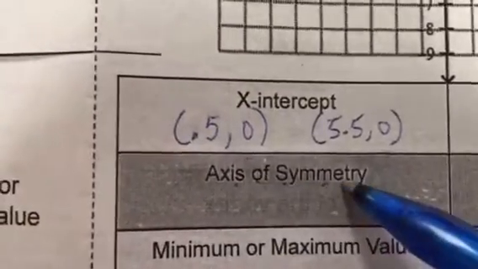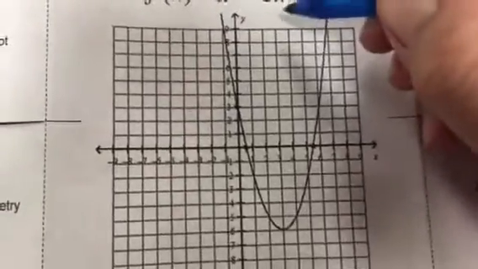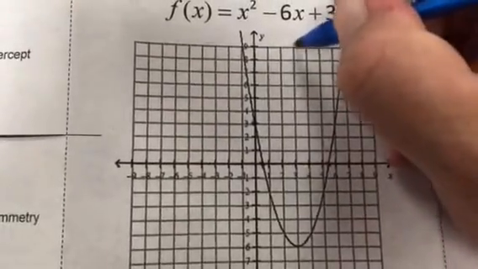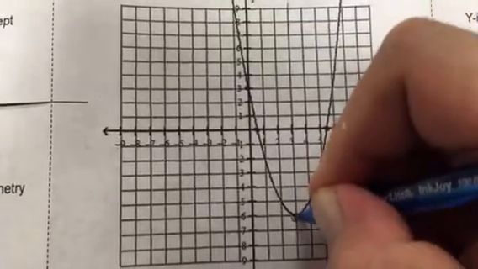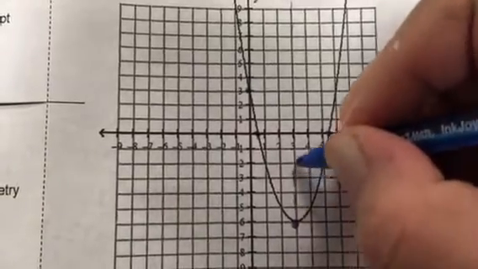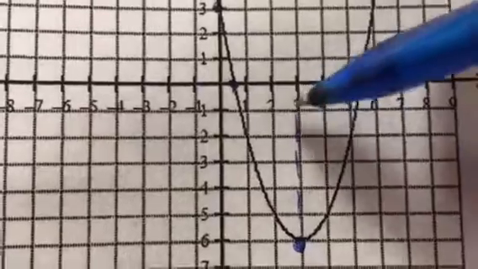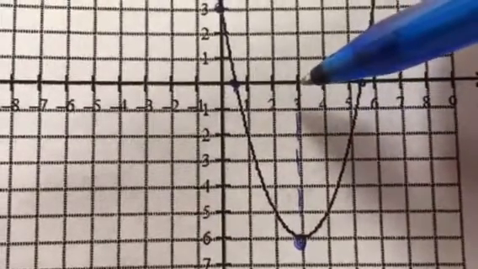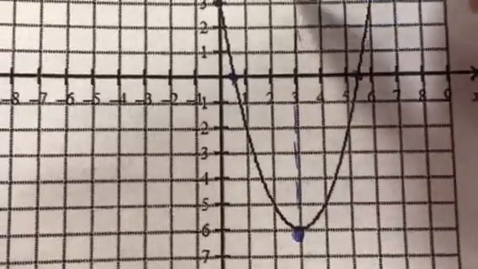Next, we have the axis of symmetry. The axis of symmetry is the imaginary line that goes through the center of the graph. And we talked about this a minute ago. This is the lowest point of the graph. So whatever the x number is of this lowest point, which you can see here is +3, that is the equation for our axis of symmetry.